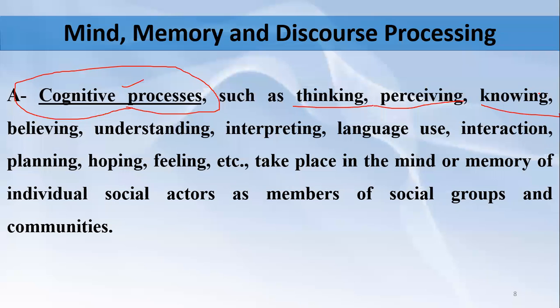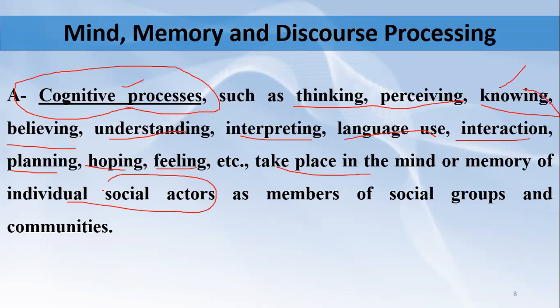Now when we are doing some cognitive process, we might be knowing something, we might be believing something, we might be understanding something, we might be interpreting something, we might be making language use, we might be busy in interaction, because they are also cognitive processes. We might be planning for some future activity, we might be hoping, or we might be feeling something. These are some of the cognitive processes. There are many more. Now these cognitive processes take place in our mind or memory of the individual social actors. Now social actors, this is the term we'll be referring to again and again. So the very first thing related to cognition, related to memory in mind, that is cognitive processes in our mind. Certain cognitive processes are taking place, and these things are taking place 24/7.